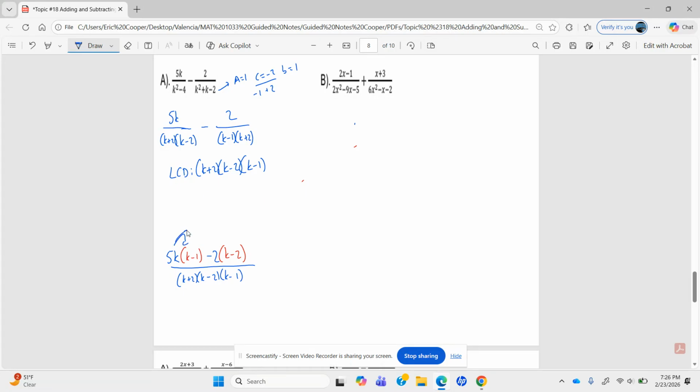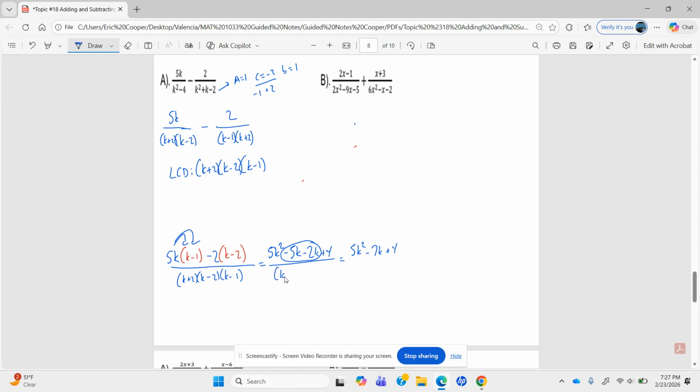Now let's distribute. In this case, 5k times k is 5k squared. 5k times negative 1 is negative 5k. Negative 2 times k is negative 2k. And negative 2 times negative 2 is positive 4. We can combine these like terms here, and we would see that we have 5k squared minus 7k plus 4.